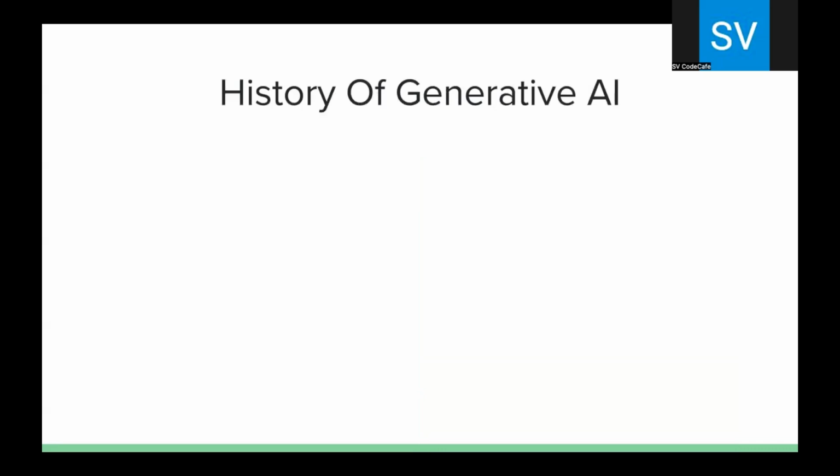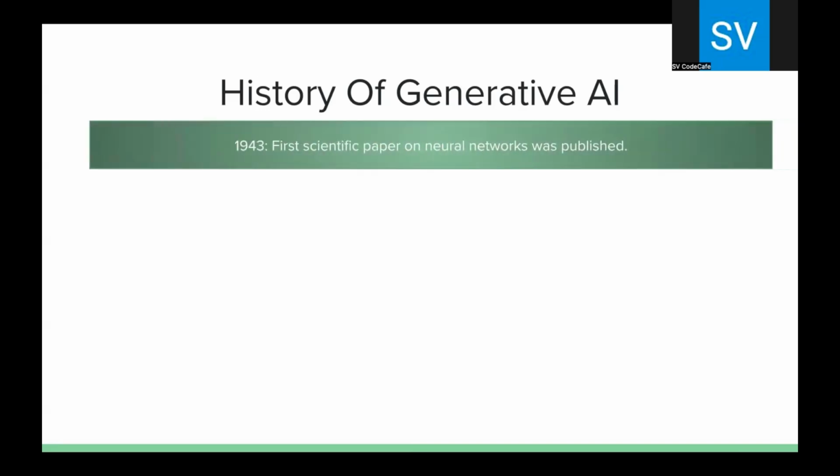So let's understand the history of generative AI, how generative AI evolved, and the models in the market in the AI field. Let's take it step by step. Let's take a quick trip back in time to 1943. This was the year when the first scientific paper on neural networks was published, marking the beginning of a journey that would lead to modern AI.